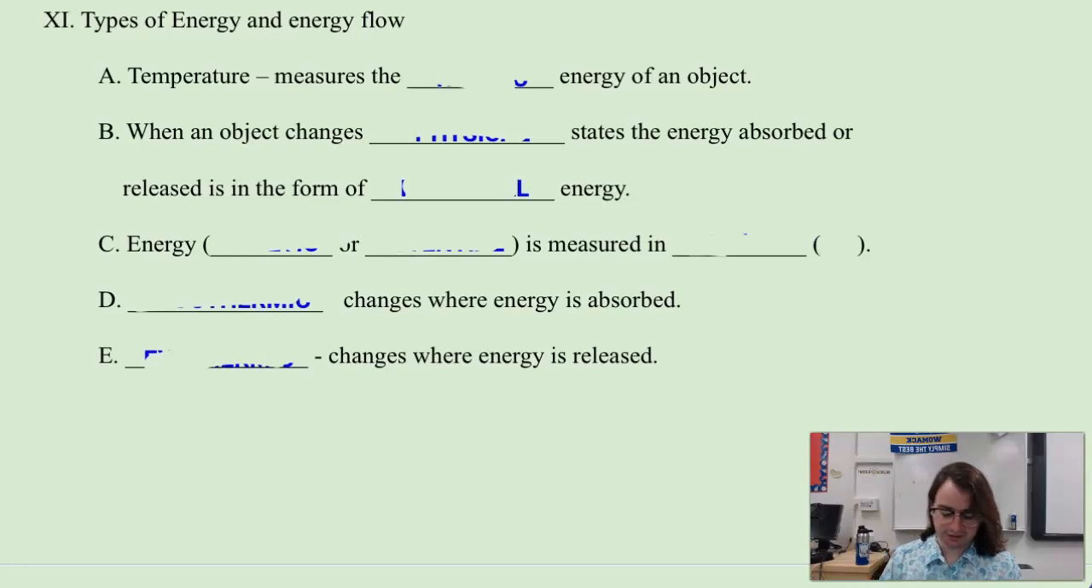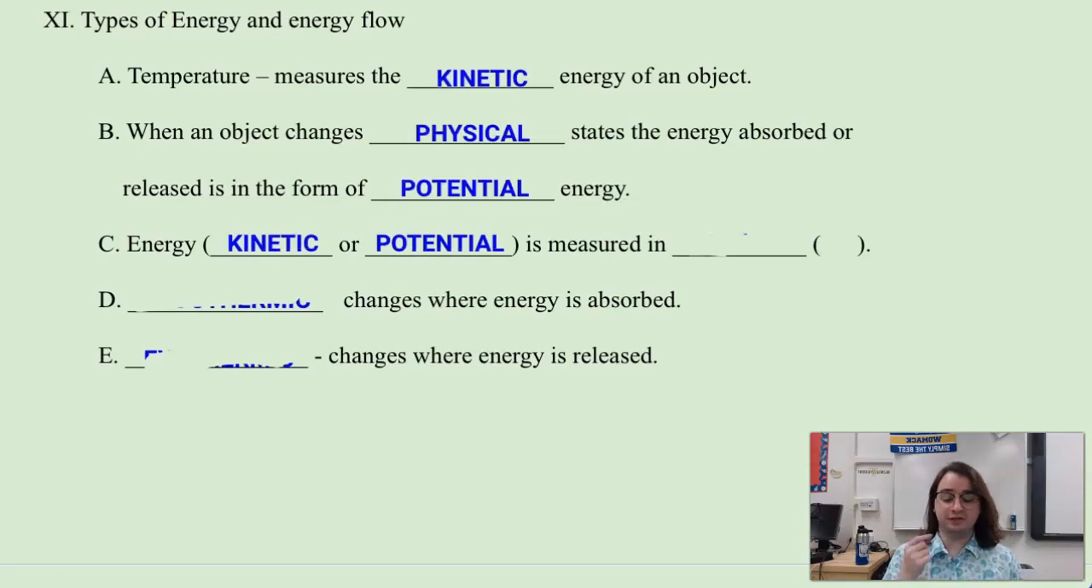Welcome back, folks. Today we're going to talk about specific heat, but in order to talk about specific heat, we need to first talk about types of energy and the energy flow. This is something that we've discussed in the past, but we're revisiting it here now with a little bit more knowledge than we had before. So temperature, as we said before, is the measurement of the kinetic energy in an object.